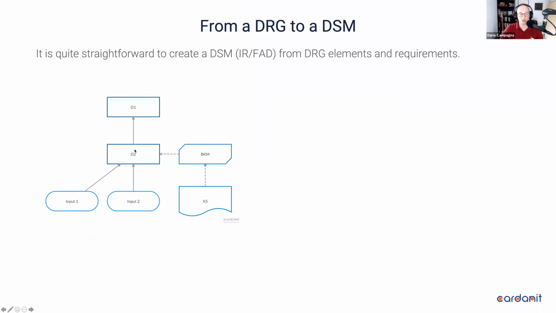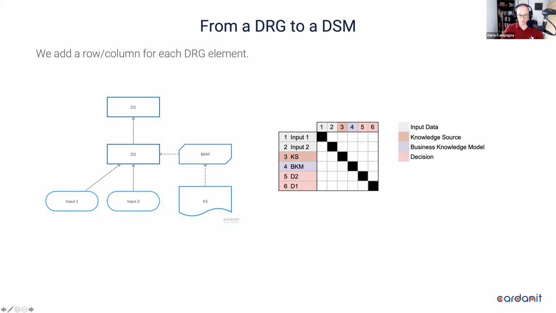So here we have two decisions, two inputs, one business knowledge model, one knowledge source. So from a DSM point of view, this is our system, and the elements are the decisions, inputs, business knowledge model, and knowledge source. So we can represent these elements in a DSM, in a 6x6 DSM, and the cells on the diagonals are our elements. We use the same label to better understand what elements correspond to what rows and columns, and we are also using 4 different colors to represent the type of element.